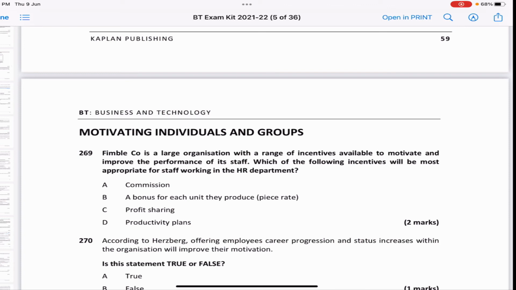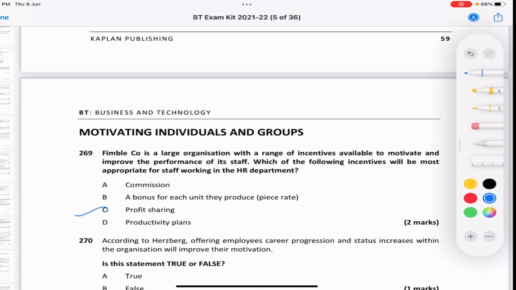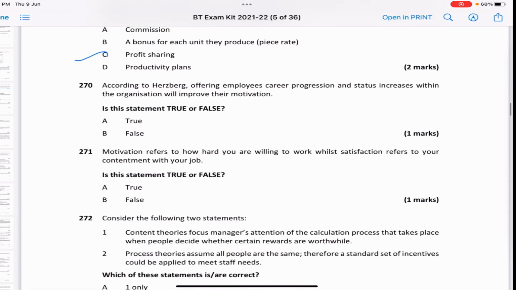So it is very difficult to quantify the work of HR, right? They have a significant influence on the income of the company, but we don't really know for sure if we have to give them commission based on the work they have done, because it's very difficult to quantify. So we can however share the profits with them.